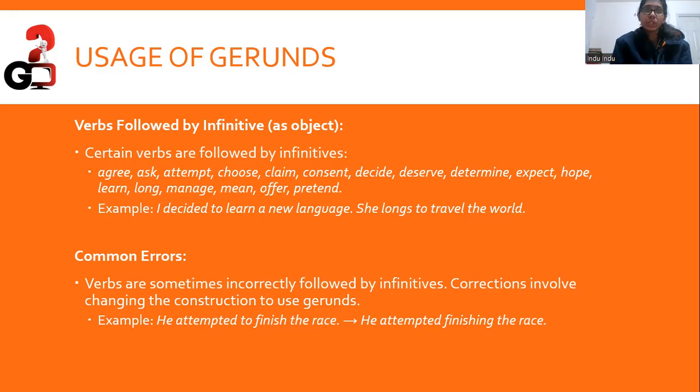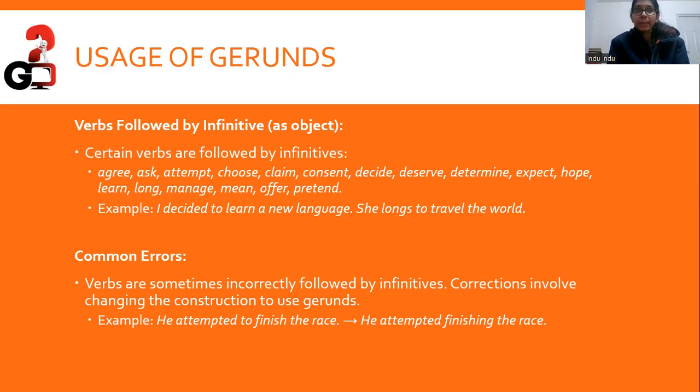The verbs are given here: agree, attempt, ask, choose, claim, consent, decide, deserve, determine, expect, hope. So all of these verbs are used followed by infinitives as object, and one must remember that this is quite a rule. Right now, there are so many errors that students and people commit while applying these rules in real life. Verbs are sometimes incorrectly followed by infinitives. We just discussed the verbs followed by infinitives, but verbs are sometimes incorrectly followed by infinitives too. And corrections involve changing the construction to use gerunds, right?